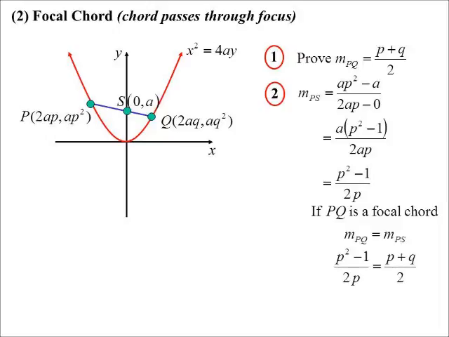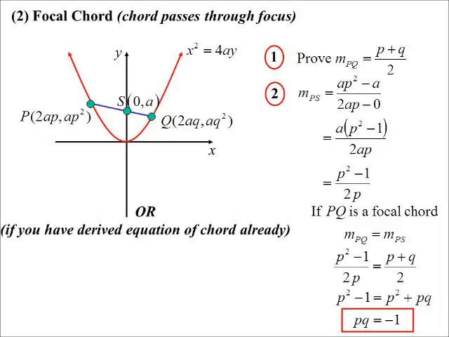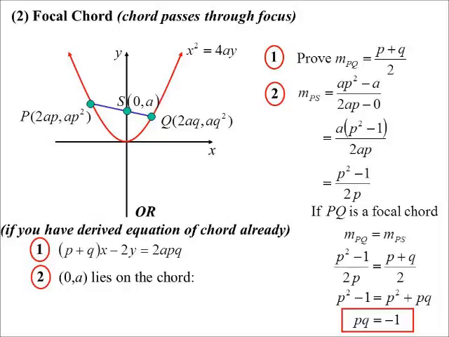And so then we can say, oh, well, (p squared minus 1) on 2p is equal to (p plus q) on 2. Playing around with that, we come up with this relationship. Oh, look at that. The parameters multiply together to give minus 1. So pq is minus 1. That's how I'd do it if I hadn't already derived the equation of the chord. There's a quicker way if I already have the equation of the chord. The equation of the chord that we just worked out before, (p plus q)x minus 2y is 2apq. Now if I already know that, and if it's a focal chord, then I know if I substitute in (0, a), I must get a correct statement because it lies on the line. So subbing in (0, a), we get straight away pq equals minus 1.